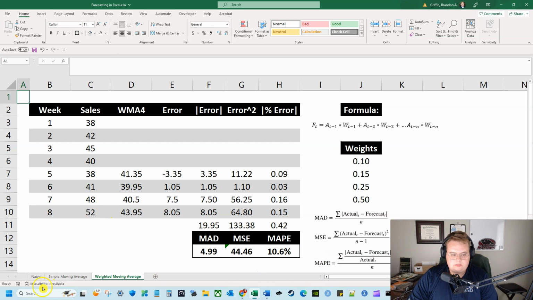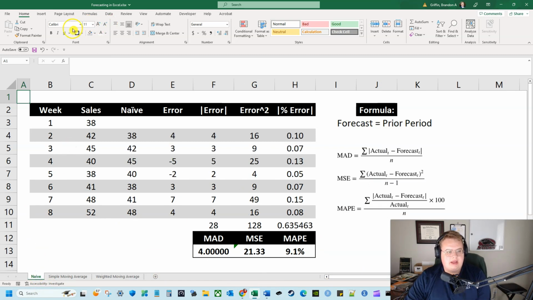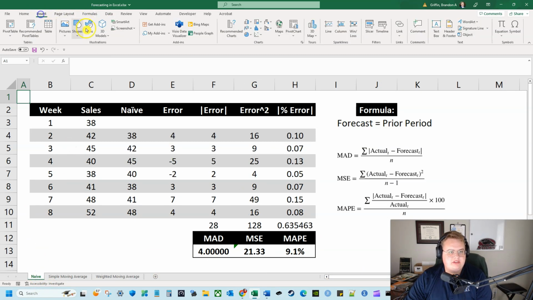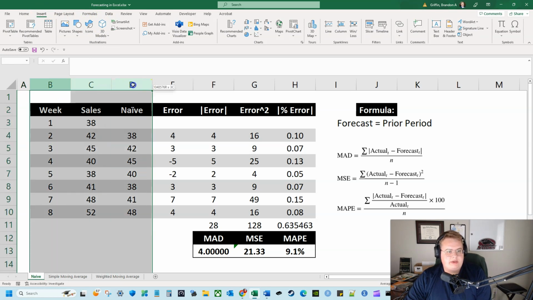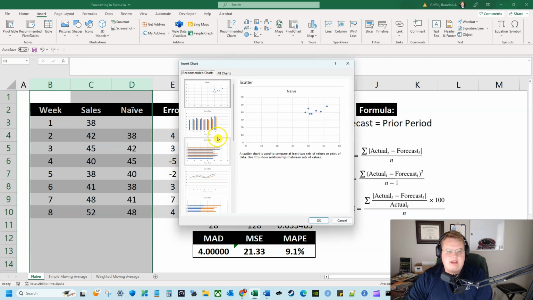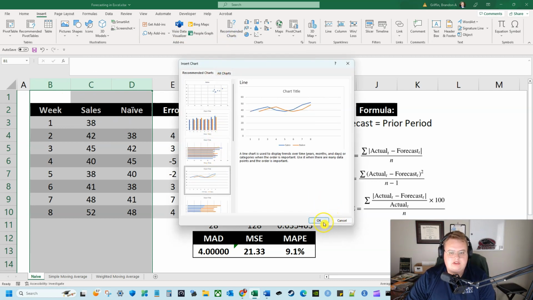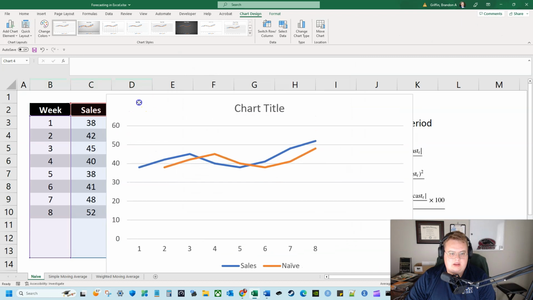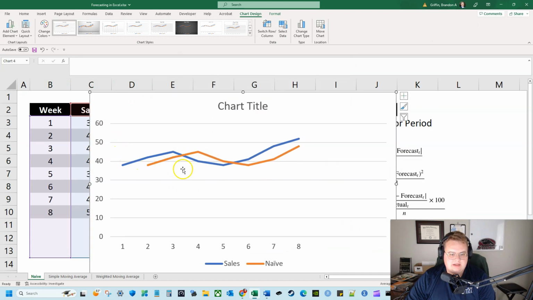So one thing that we can do to help us with our insights is if we insert a graph. So if I take my 8 weeks, my sales, and my naive forecast, I can add in a chart. So the blue line here is my actual sales, and you can see naive is just a perfect copy, and the difference between the blue and the orange line is the error. So sometimes we get lucky and we touch the blue line, but in general, it lags behind.